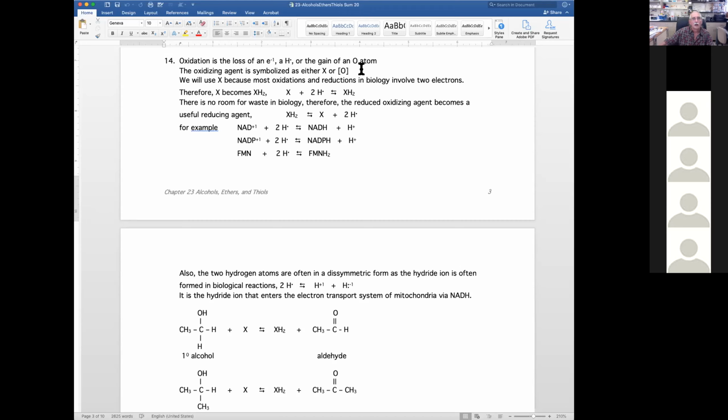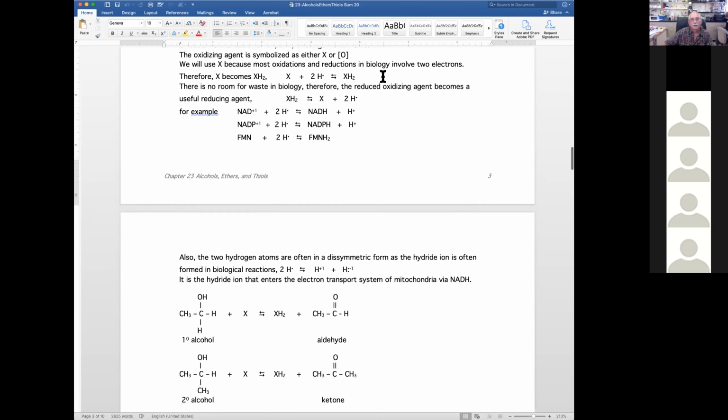So I would tell you that I want to symbolize the oxidizing agent. And 2 ways to do that. One is X, that's good for some things, and just O is good for another thing. Depends on what oxidation is going on. I like to use X because we know what X is going to do. X wants to become XH2. Okay.